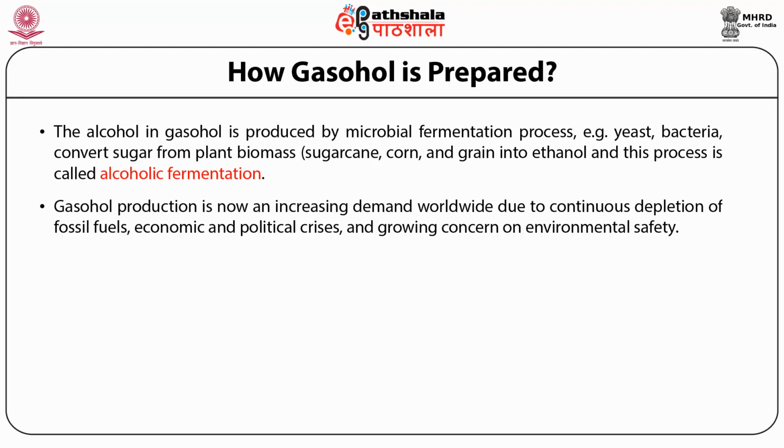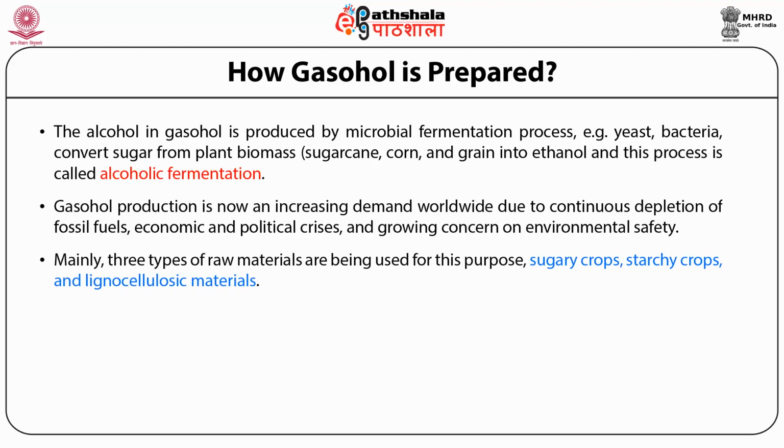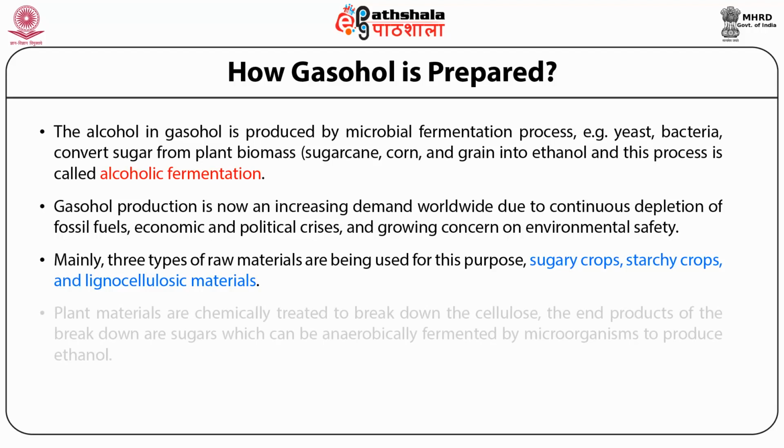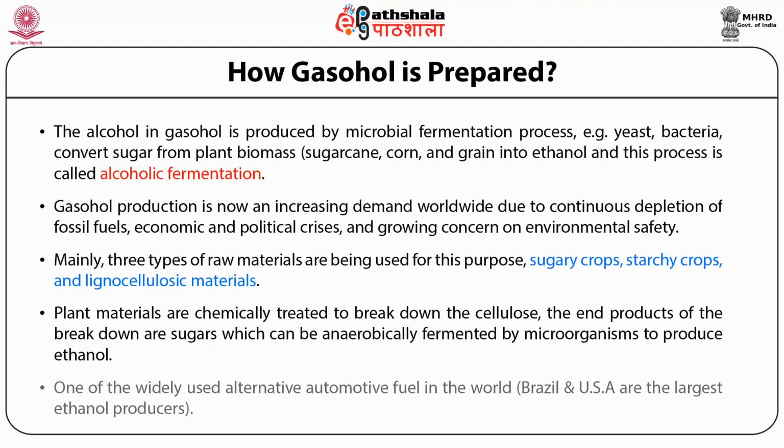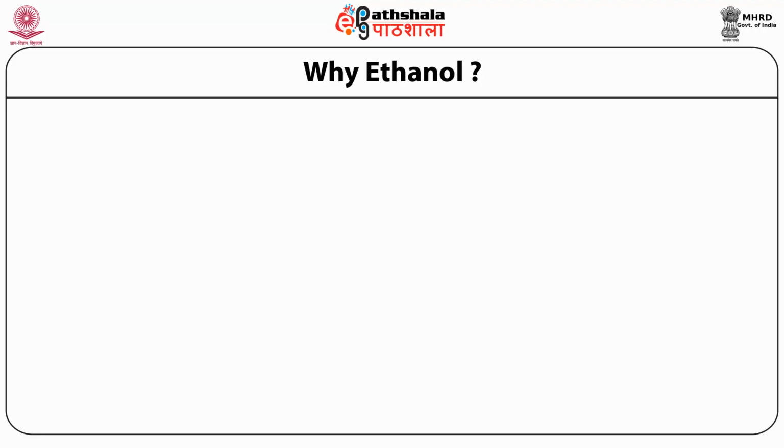In this preparation process, mainly three types of raw materials are utilized, for example sugarcane crops, starchy crops, and lignocellulosic materials. The plant materials are chemically treated to break down the cellulose. The end products of the breakdown are sugars, which can be anaerobically fermented by microorganisms to produce ethanol. It is one of the widely used alternative automotive fuels in the world. Brazil and USA are the largest ethanol producers of gasohol. So why have we chosen ethanol for gasohol out of the other alcohols available?